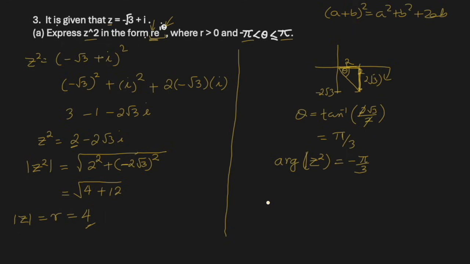Okay. So now our format of z square in this format will be r is 4, e to the power minus i pi over 3. This is the format. Okay.